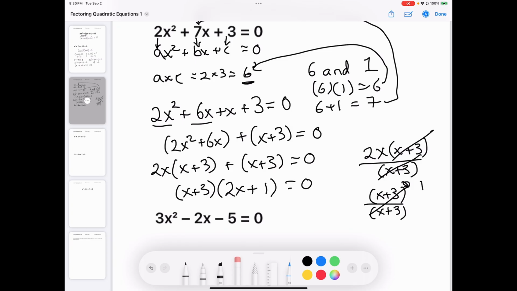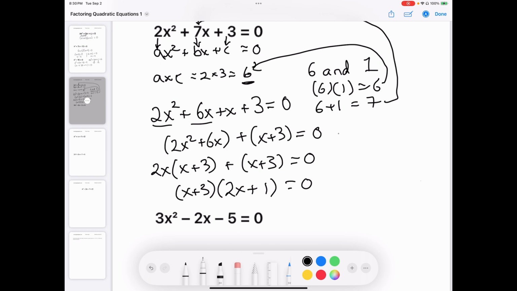Okay, we're almost there. Now, to actually get our solutions, we have to set each binomial equal to 0. So for the first one, it's pretty easy. You have x plus 3 equals 0. The 3 is adding, so we're going to subtract 3 on both sides. That just gives us x equals negative 3. So that's our first solution.